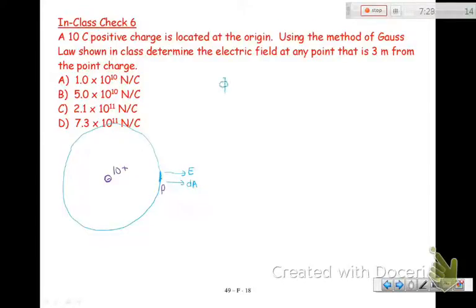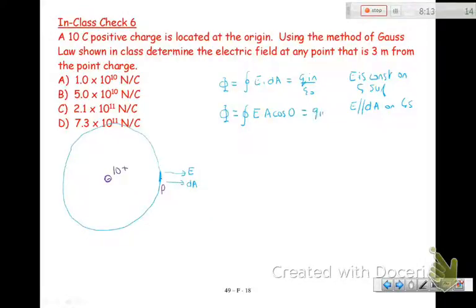Then I say, well, flux is equal to the surface integral of E dot dA, which equals Q inside over epsilon naught. So flux is equal to, I better write down a few things. E is constant on the Gaussian surface, and E is parallel to dA on the Gaussian surface. So I'm going to use the second one first, and I'm going to say, oh, well, that means the surface integral of E A cosine 0 is equal to Q in over epsilon naught.